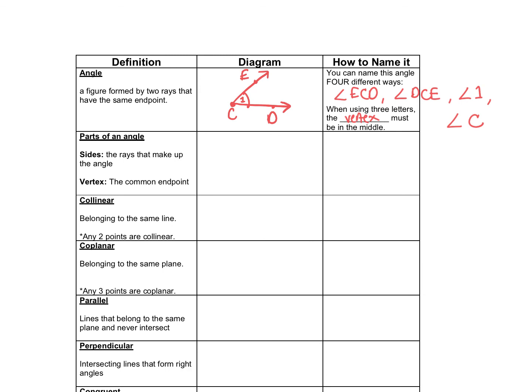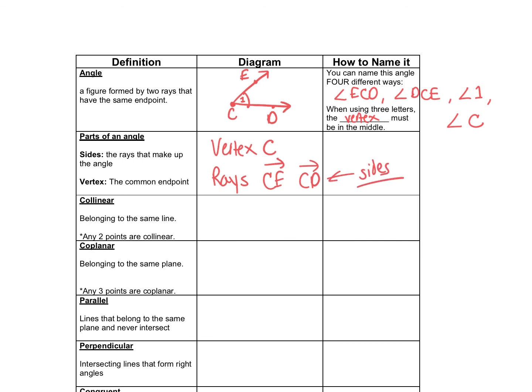And then there are a couple of parts of an angle. Notice that an angle like this is made up of rays. The sides are rays, and the vertex is the common endpoint. So in our picture here, the vertex is C, because that's the common endpoint. And the rays that make up this angle are rays CE and CD. Those are the sides of the angle, and the vertex is C. So remember, the rays are the sides.